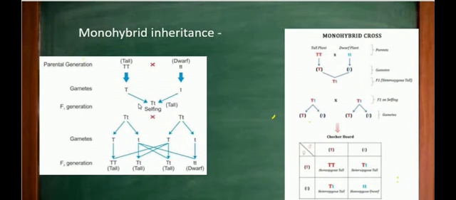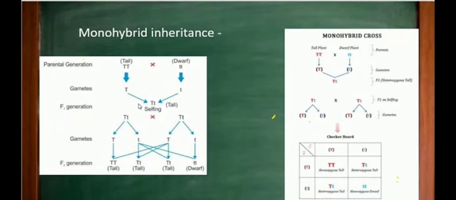It's the parental generation, that is tall, capital T capital T. It fuses with dwarf, that is small t. So this is the parental generation. It produces the gametes, one capital T and small t. Then the first generation, that is the F1 generation, is produced, which gives us capital T small t. This is the selfing generation, right? Then these capital T small t and capital T small t fuse to form four offspring from the gametes capital T, small t, capital T, small t.